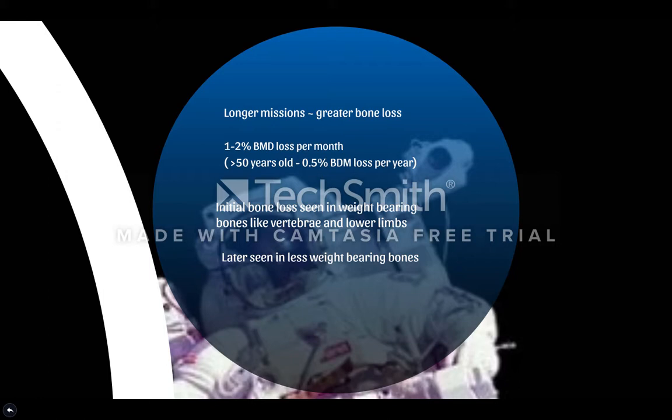Another finding is that initially bone loss was seen in weight-bearing bones such as vertebrae and lower limbs, and then later seen in less weight-bearing bones. And this should sound a little bit familiar because we did discuss this earlier on. It has to do with Wolff's Law. The difference in mechanical stress seen in the lower limbs is a lot more drastic than that seen in the less weight-bearing bones in the upper limbs. So it would make sense that you would see bone loss there first before you would in the less weight-bearing bones.